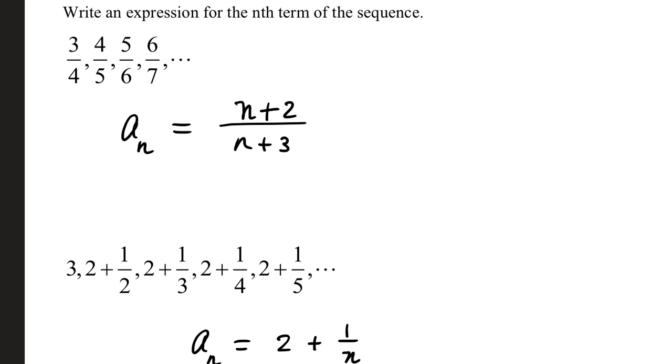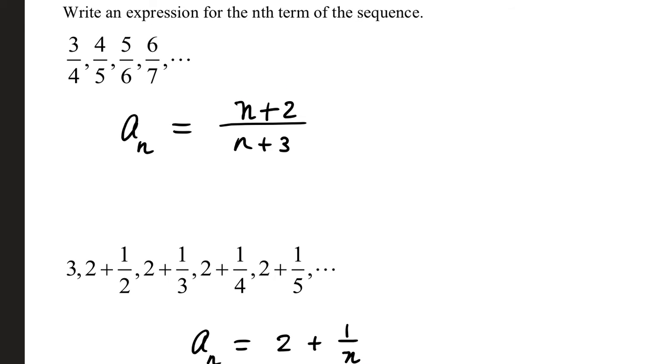Now the numerator is always smaller than the denominator by 1, so they only need to differ by 1. But since we start with 3, 4, 5, 6, instead of 1, 2, 3, and 4, we need to take into account that our starting number of 1, we've got to add 2 to get it to start properly. And you can check this term. If you do a sub 1, you get 3 over 4. A sub 2 would be 4 over 5, and it checks out. This would be your nth term.